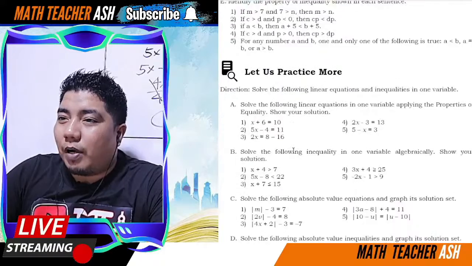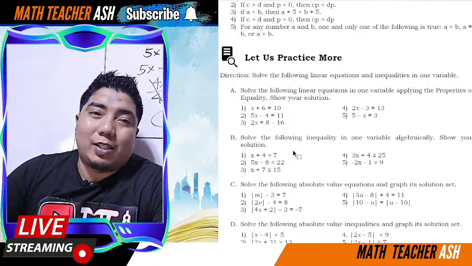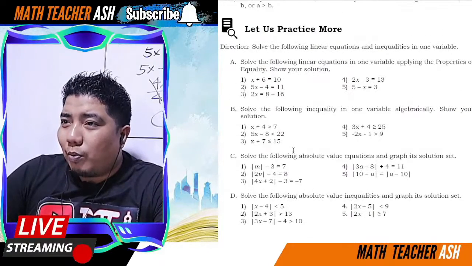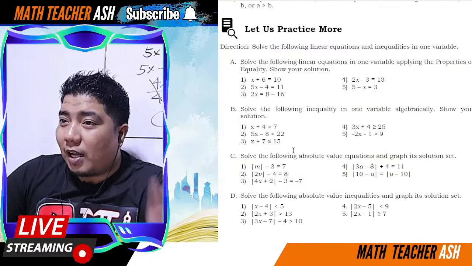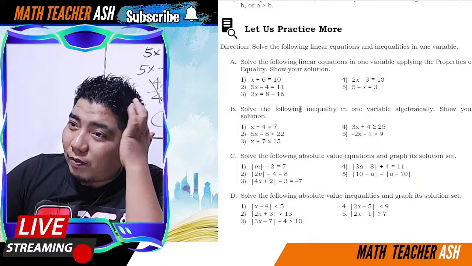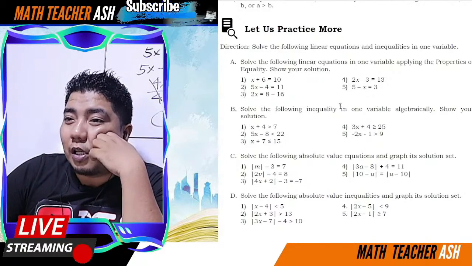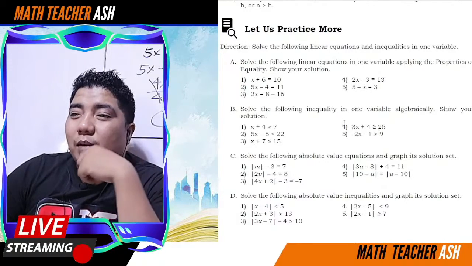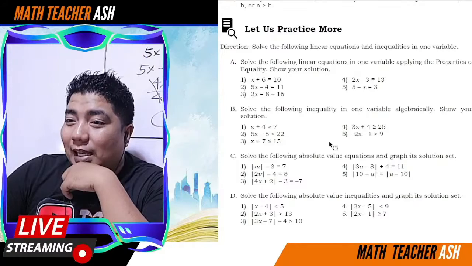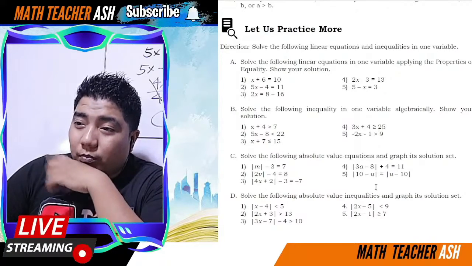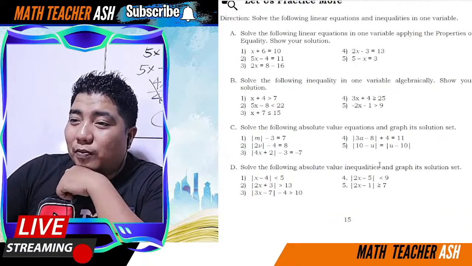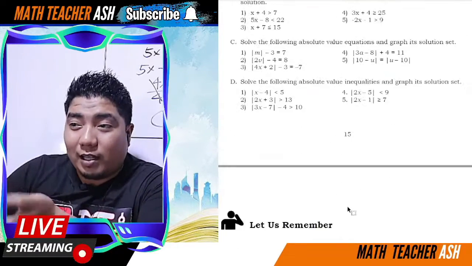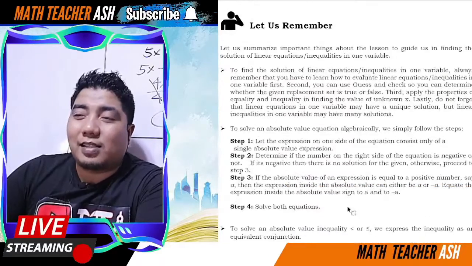And here in this part, you will have your post-test. So, let us, post-test ba ito? Ay, hindi pa pala. So, we have here, okay, magsusolve ka talaga dito. So, applying the properties of equality. So, show solution kayo dito. Okay, so this one is for the linear equations in one variable at ito naman ay para sa inequality in one variable. Then, dito naman is yung may absolute value sa equation and here is the absolute value for the inequality. Okay, and then you have there the let us remember.